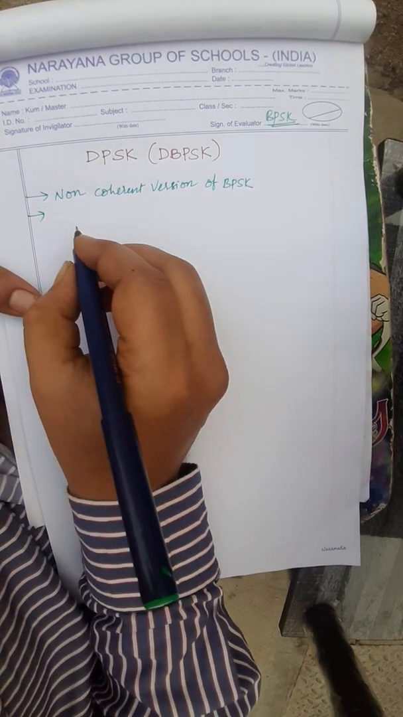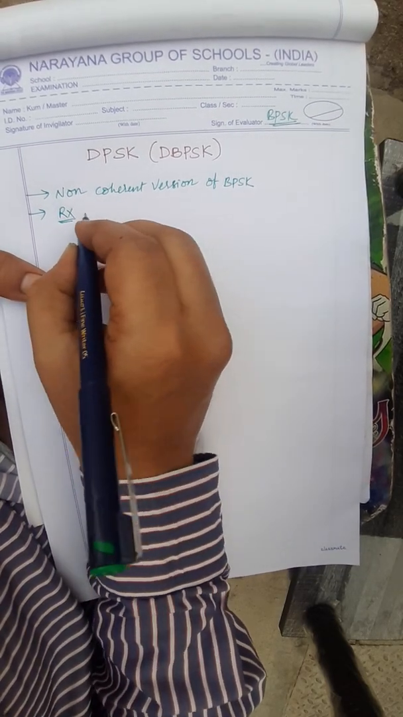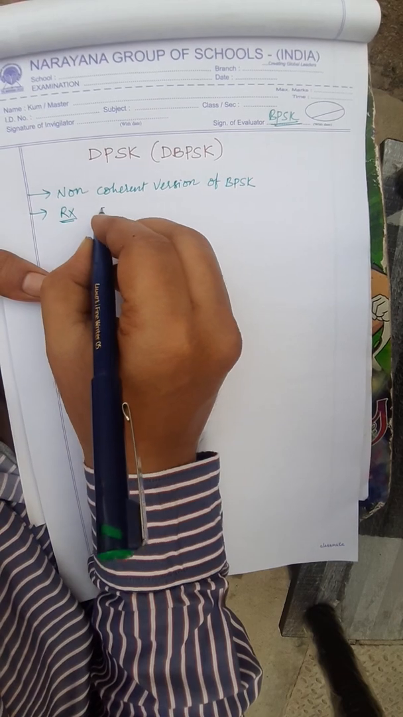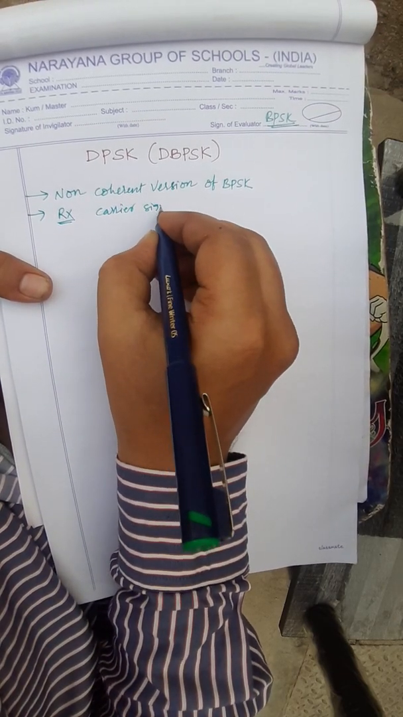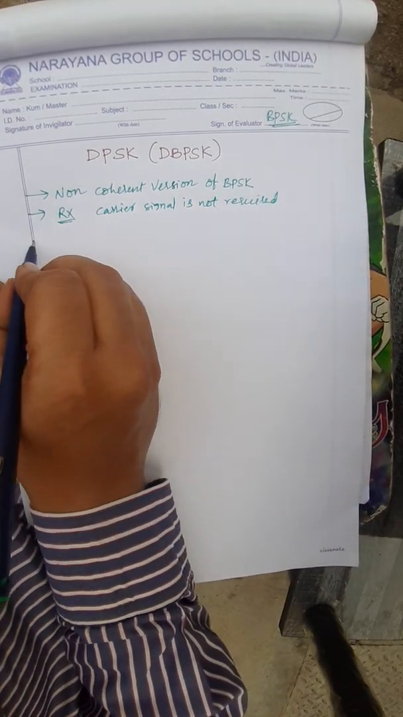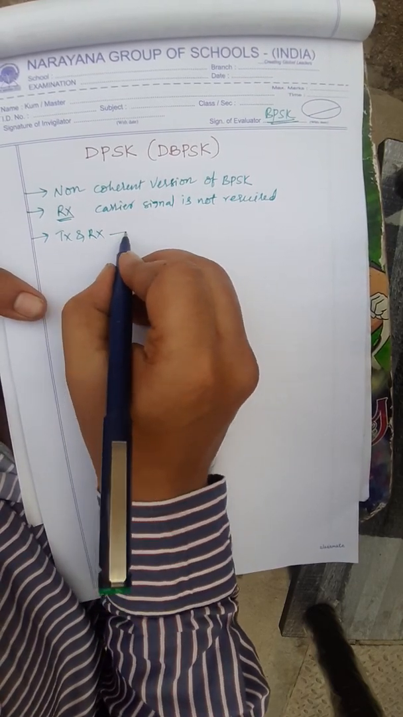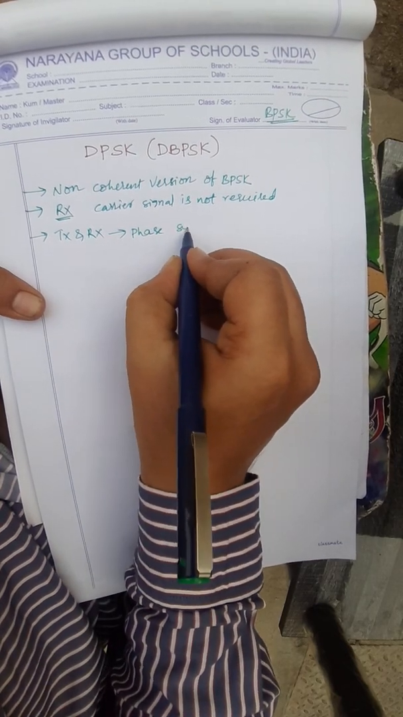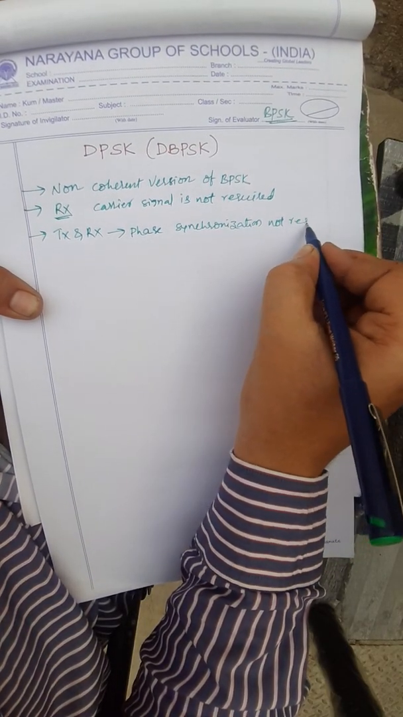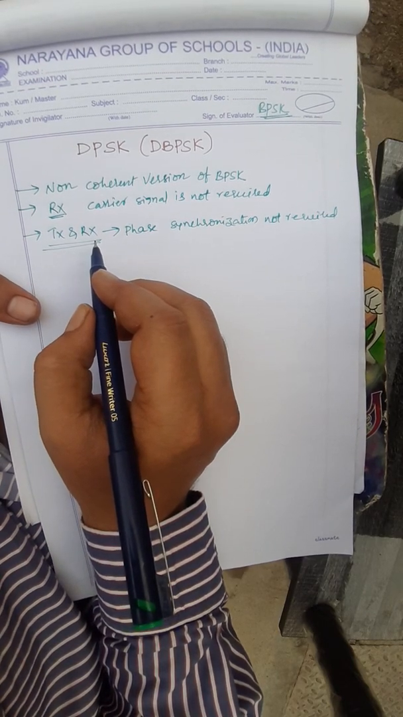At the receiver side we need not use a carrier signal. At the receiver side the carrier signal is not required. The meaning of that is that between transmitter and receiver, phase synchronization is not required. So we can simply say that between transmitter and receiver, synchronization is not required.